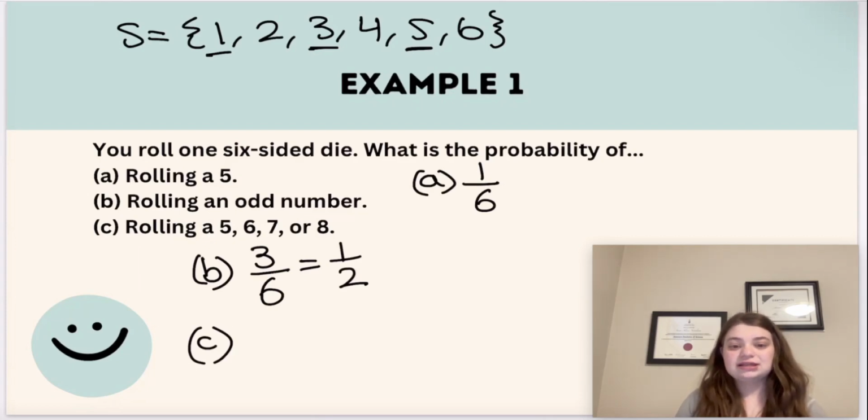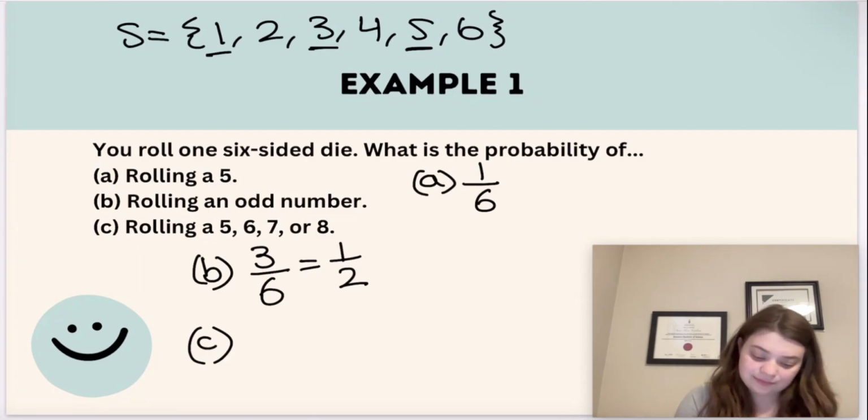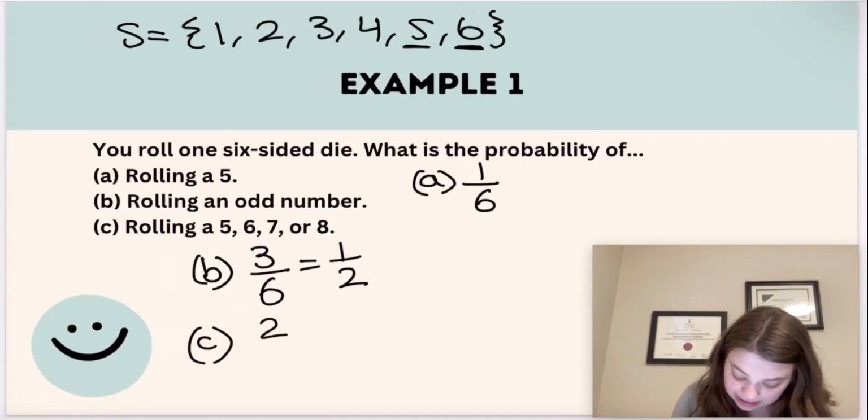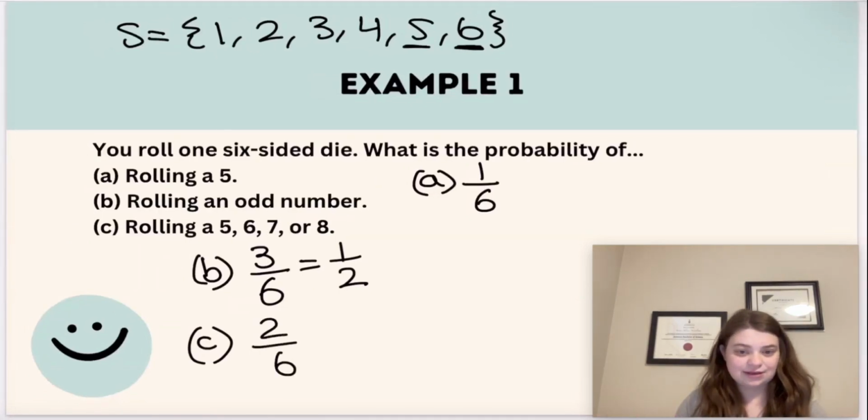Then for C it says rolling a 5, 6, 7, or 8. Well, 5 is a favorable outcome, and it's right here on our die. 6 also is a favorable outcome, and it's on our die as well. 7 and 8, although they would be favorable outcomes in terms of the question, are not possible, so we don't need to include them because it's not possible to ever roll a 7 or an 8. So the answer for C would be 2 out of 6. Really just 5 or 6, right? Because 7 and 8 aren't there.